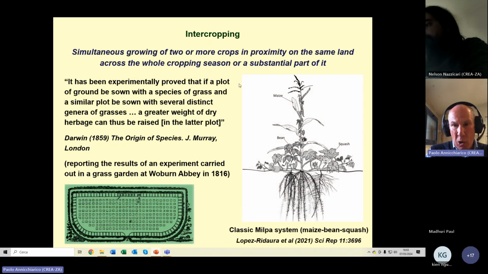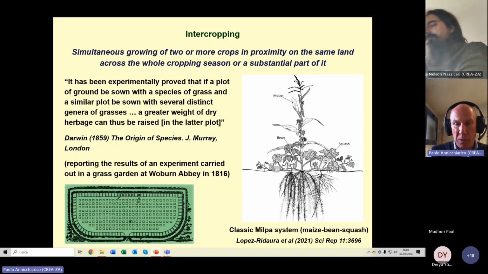But actually intercropping was known since many centuries by different peoples. For example, in Central America, Maya were growing using their typical milpa, that is a three-crop system, intercropping maize together with common bean and squash.